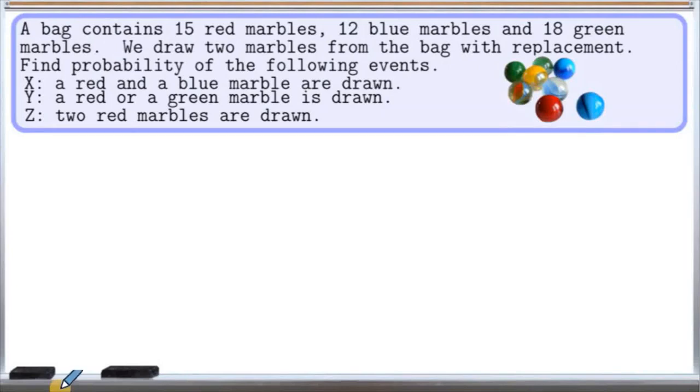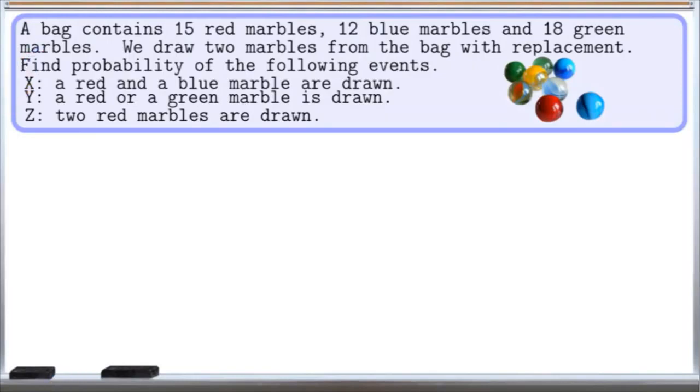In this video, I will work on this problem. This is a probability problem involving tree diagram. A bag contains 15 red marbles, 12 blue marbles, and 18 green marbles. We draw 2 marbles from the bag with replacement. So to work on this problem, let's first draw a tree diagram.